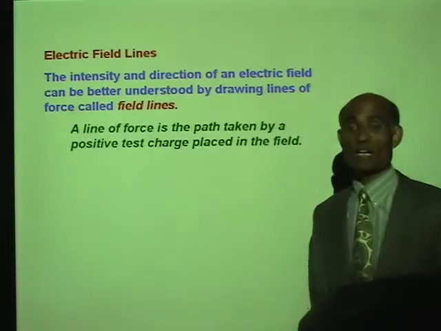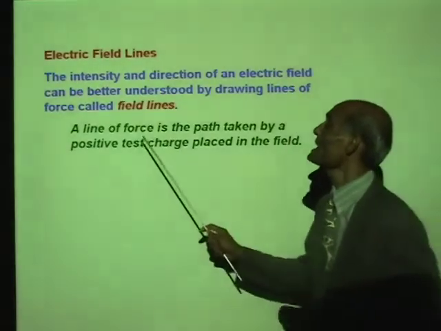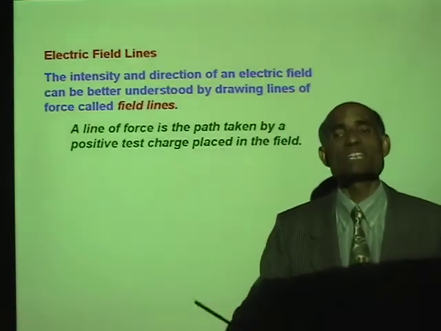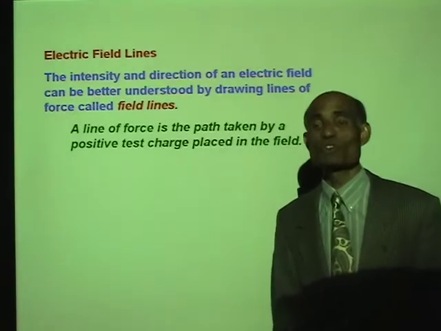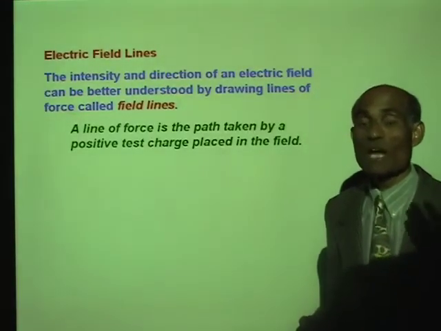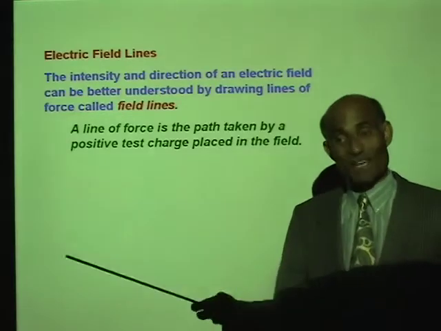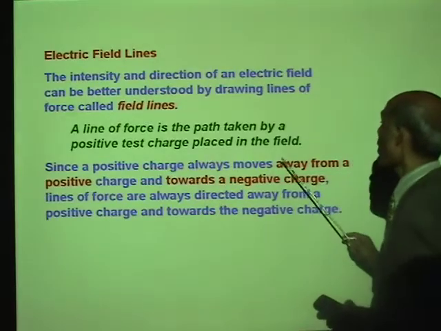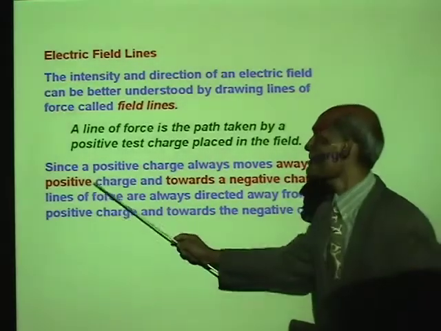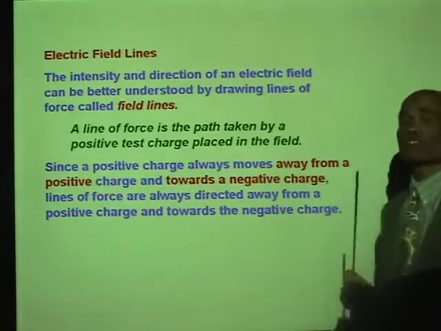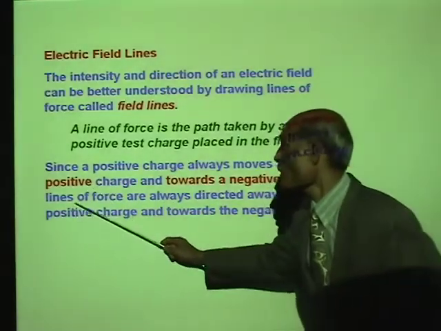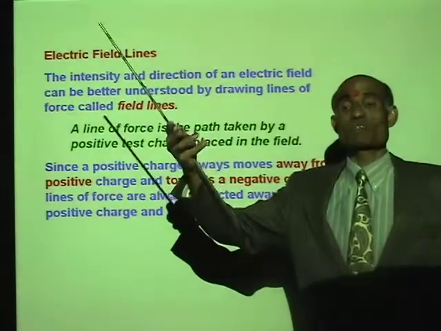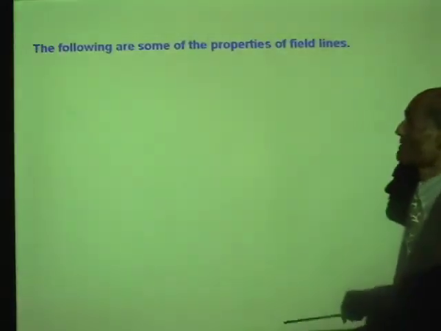Now, I have defined a field line for you. What is a field line? A line of force. When I say a line of force, that is a field line. A line of force is the path taken by a positive test charge placed in the field. A very simple definition. Since a positive charge always moves away from a positive charge and towards a negative charge, field lines or lines of force are always directed away from a positive charge and towards a negative charge.